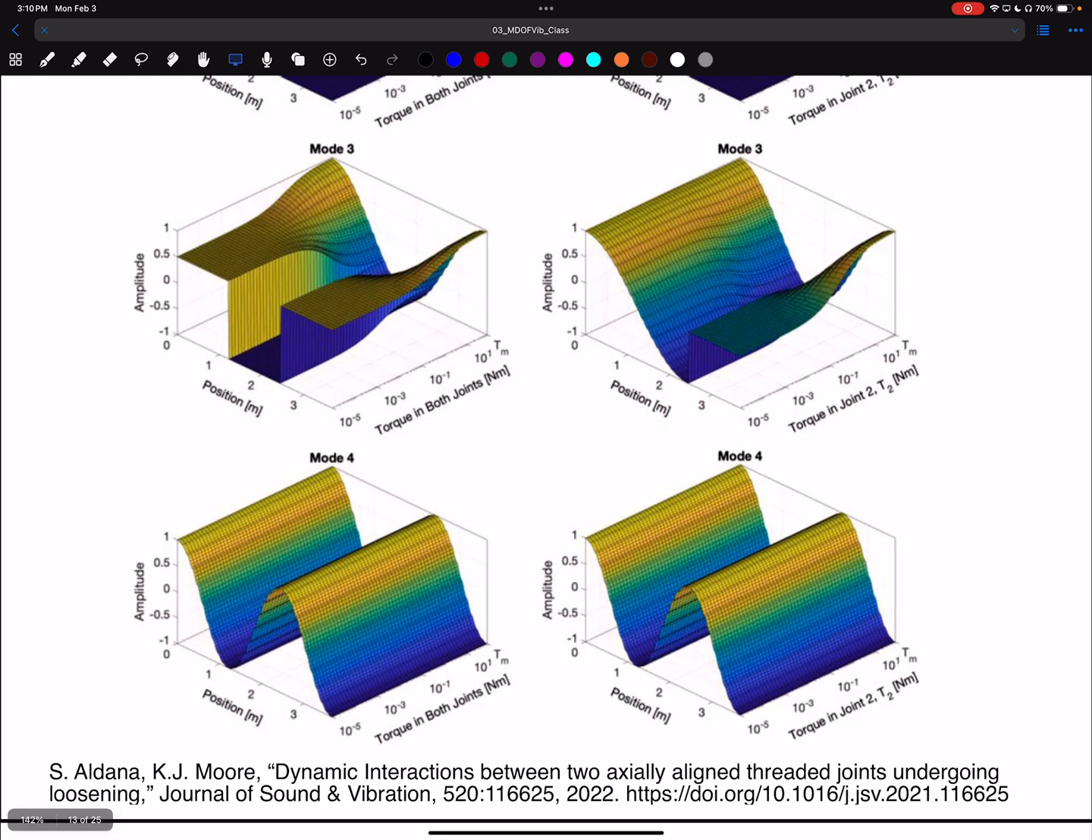On Wednesday, we're going to cover damping. We'll talk about rigid body modes, and we'll do another example. And then next week, we'll do harmonic excitation.